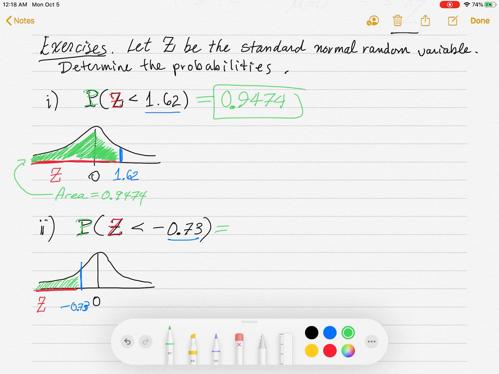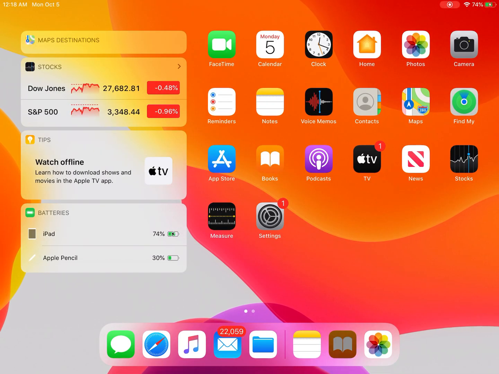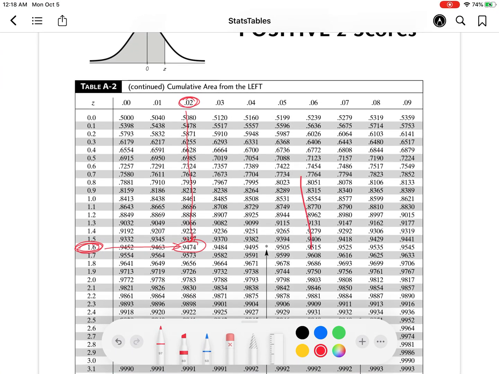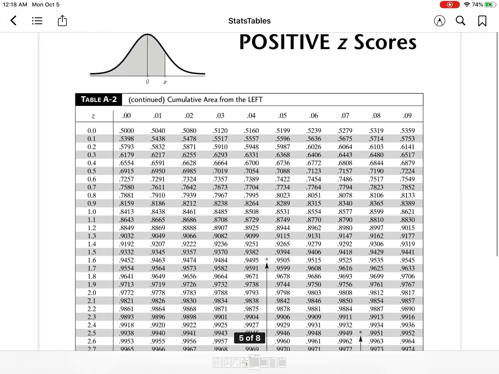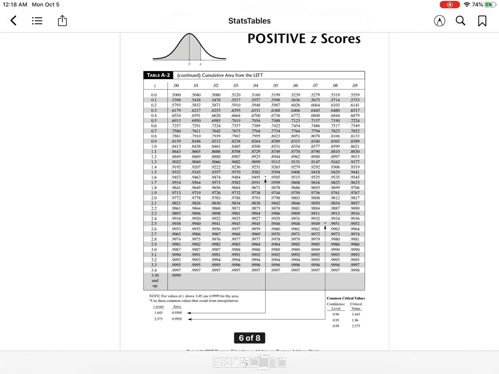Let's find that probability. So remember, to find the probability to the left of a number, you just have to look up that z-score in your table. So we're going to just look up the z-score, negative 0.73, in our table. So I'm going to my z-score table. Am I in the right table? No, I'm not. I'm on the positive table. I need to be in the negative table. I need to look up negative 0.73.